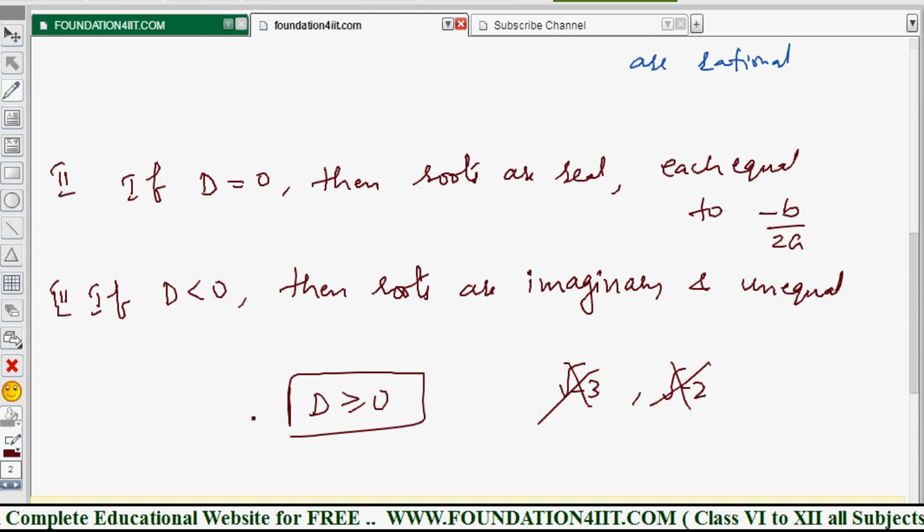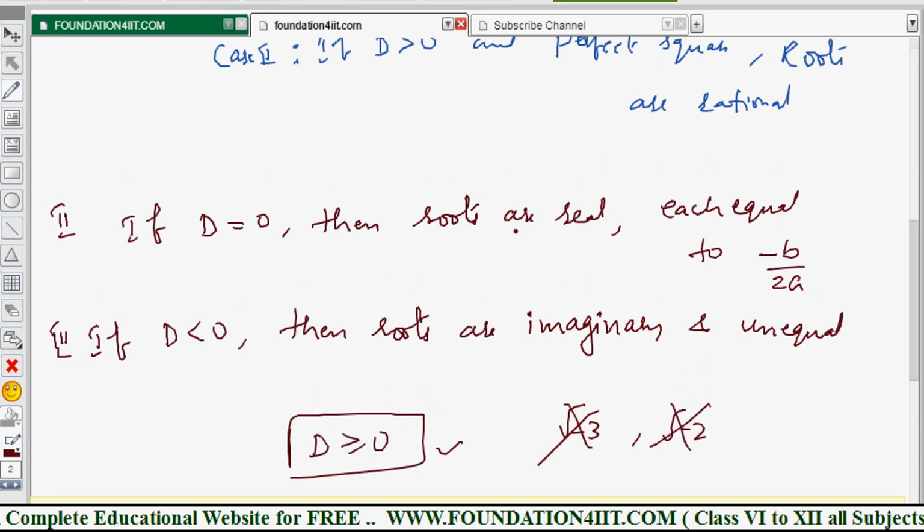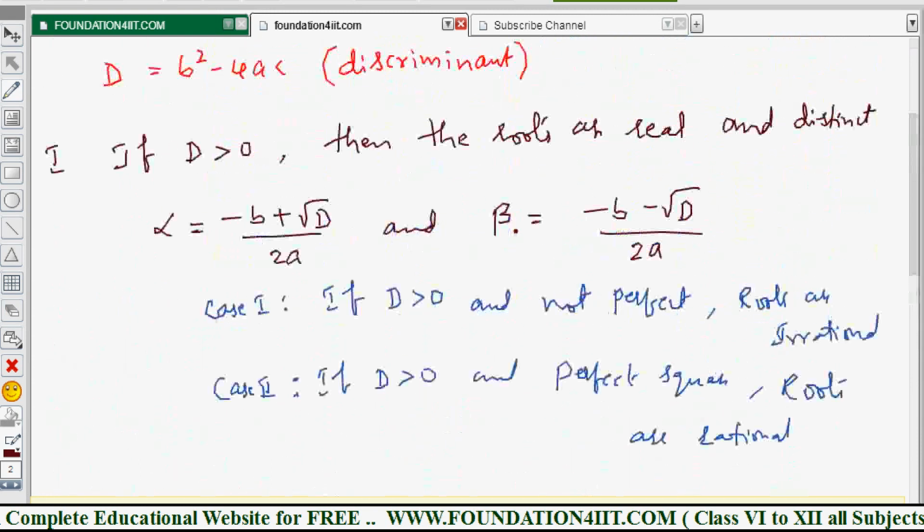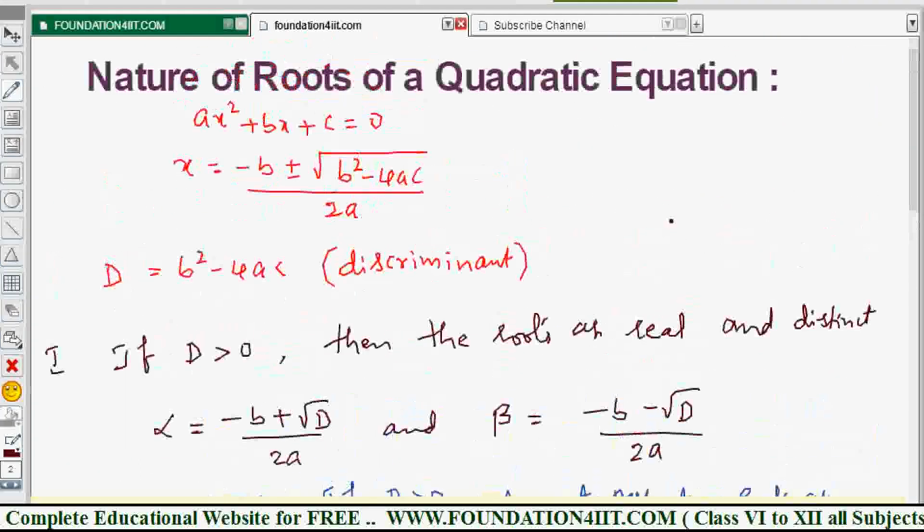So finally we can conclude that for all the real roots we must have d greater than or equal to 0. If it is greater than 0, two cases. If equal to 0, only one answer. Right? Now these are the nature of the roots in these three cases, and we can see them only based on this discriminant.